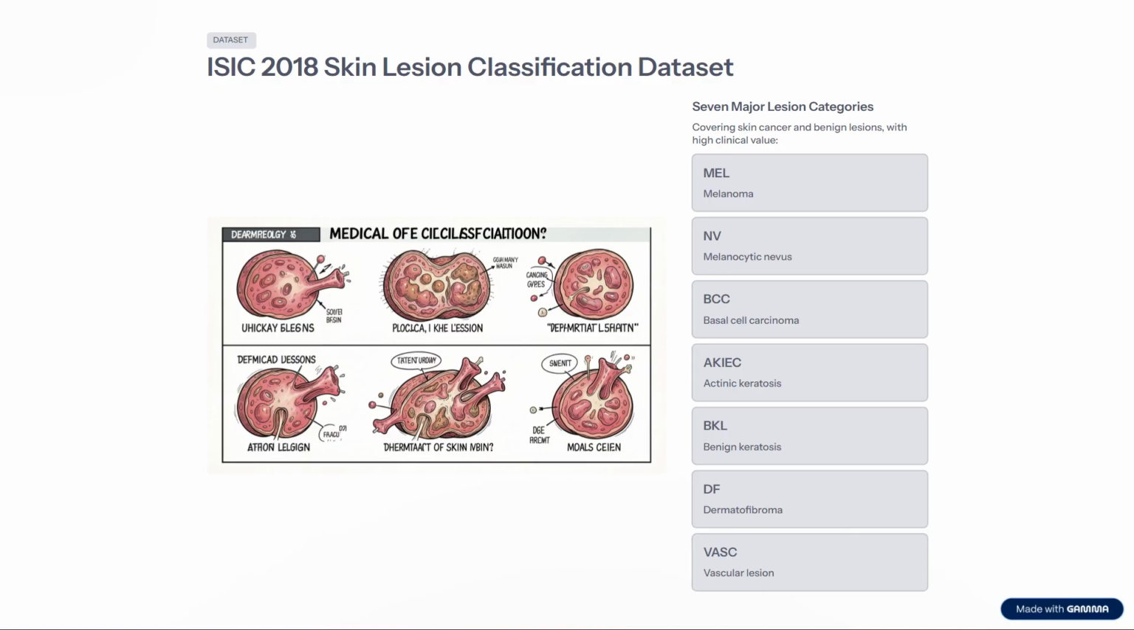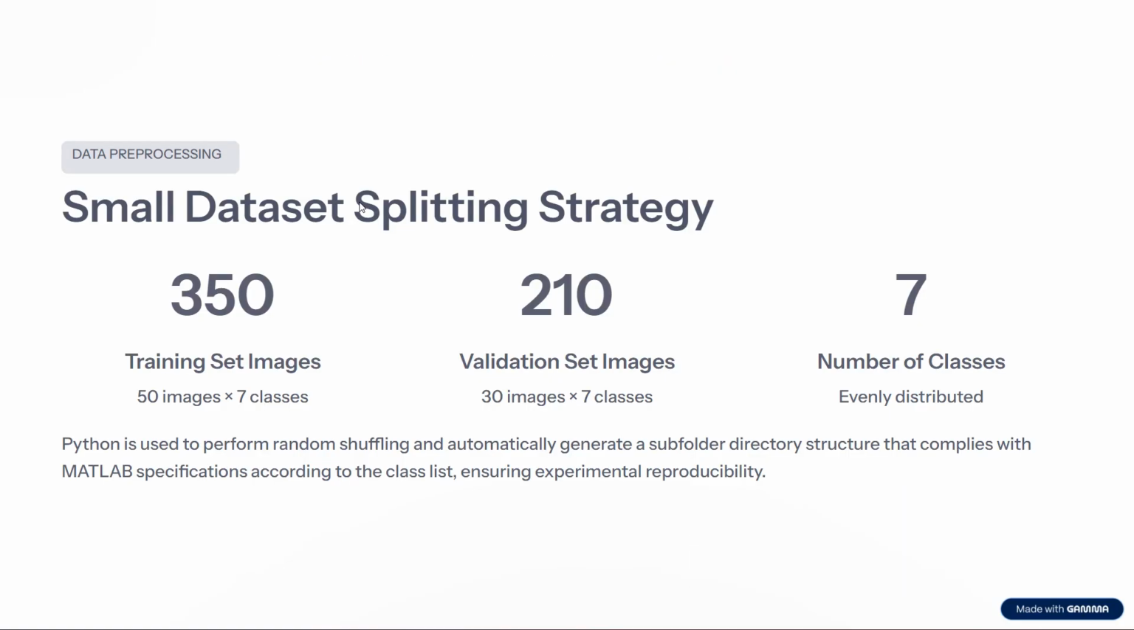To simulate a data efficient environment, we strictly limit our data splitting strategy. We use Python to randomly shuffle and build an evenly distributed subset, just 350 training images and 210 validation images. That means we have exactly 50 training images and 30 validation images per class. Small dataset splitting strategy. Now let's talk about the models we test.